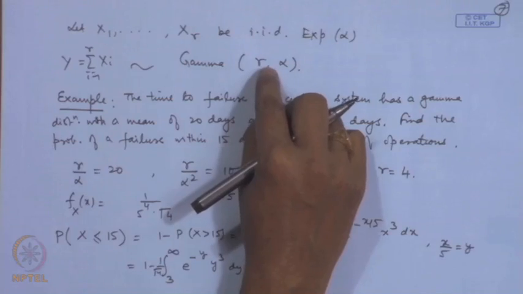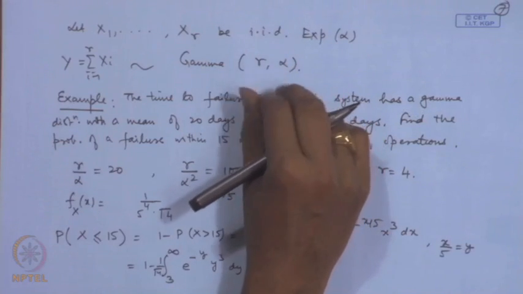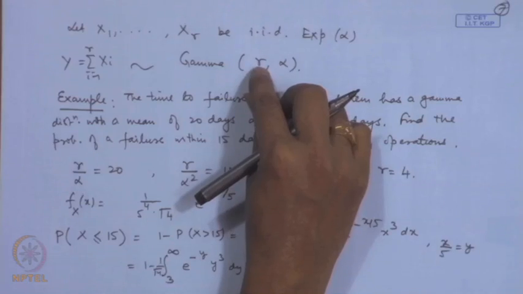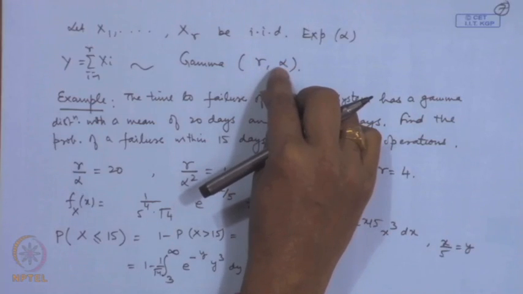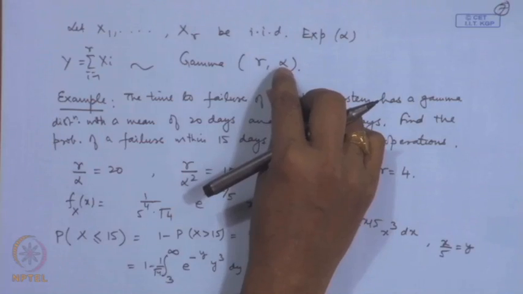Now, this also suggests that if alpha is common, the gamma distributions also add to another gamma variable. Suppose we have Gamma(r1, alpha) and Gamma(r2, alpha) independent variables, then if we add them, that will be having Gamma(r1 plus r2, alpha).